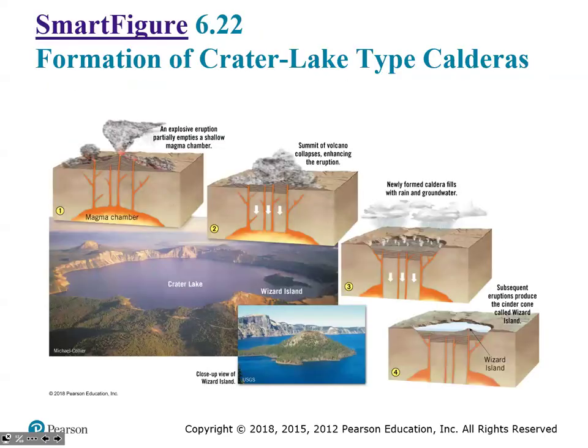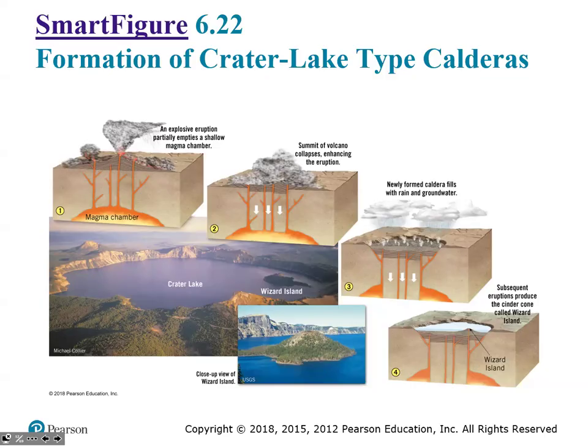So one of the more famous calderas is Crater Lake, which is not actually a crater. This is Crater Lake. It is a caldera that is then subsequently flooded and became a lake, with a small island, Wizard Island, which is in fact a small cinder cone volcano.